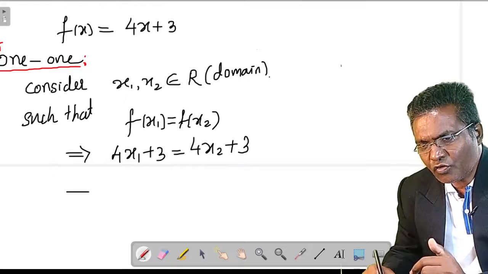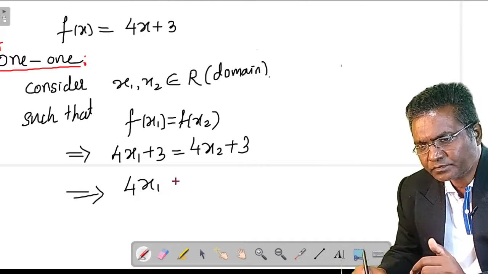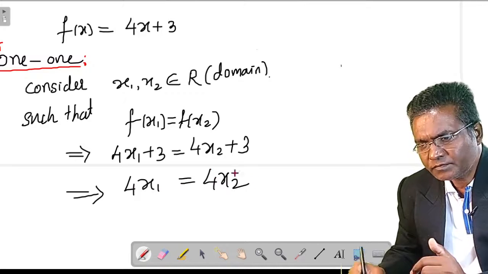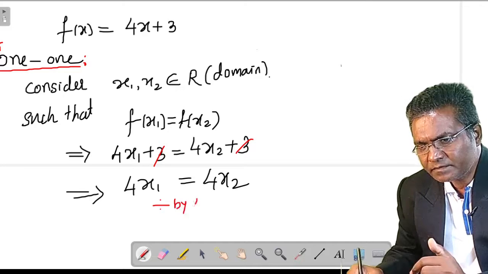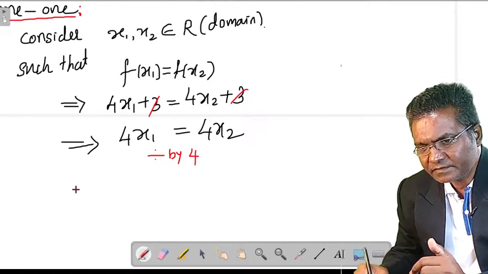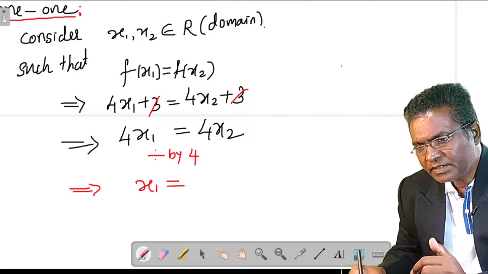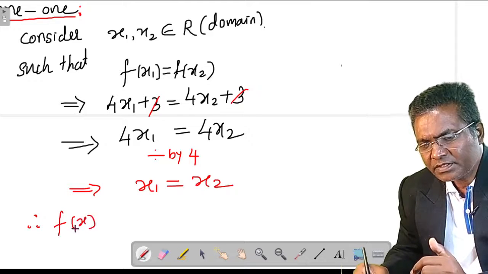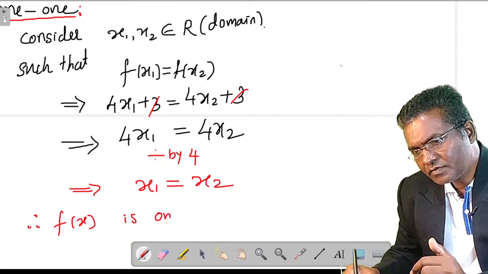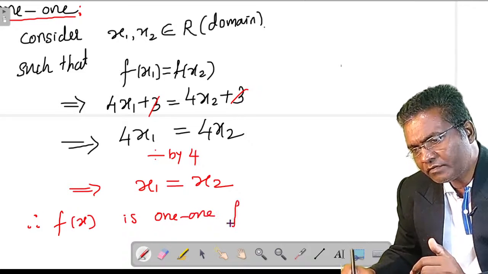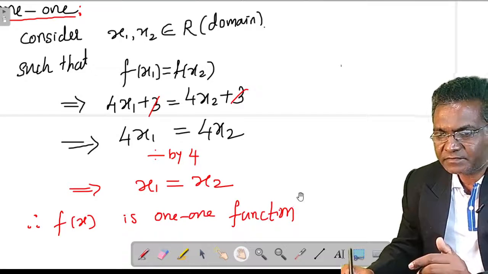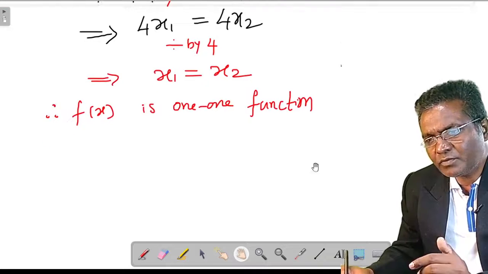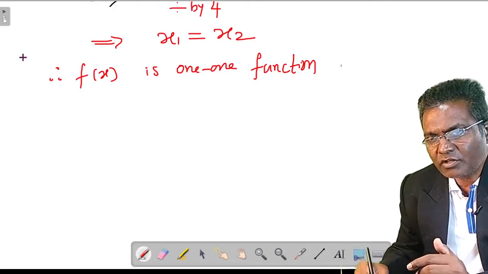So 4x1 is equal to 4x2 because 3 gets cancelled. Now divide by 4, it gets cancelled. This implies x1 equals x2. Therefore, f of x is a one-one function. Very easily you can prove this. Now, as earlier, you can prove whether it is onto or not.